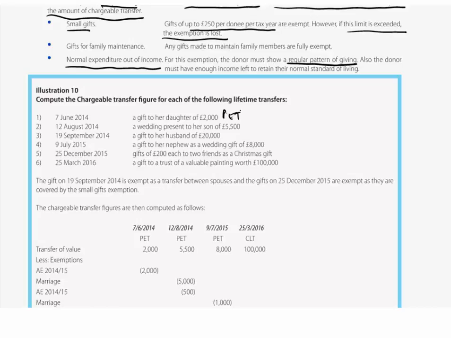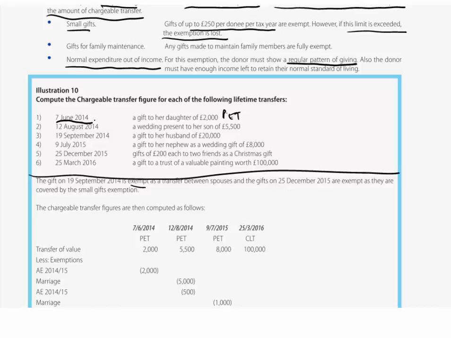Now we're told the only other information down the bottom is that the gift on the 19th of September 14 is, oh sorry, that's part of the answer. Ignore that. Right, the only other thing we need to know is, were there any previous lifetime transfers? For this purpose we'll assume no, so you can then work out what exemptions, here primarily annual exemption, may be available. So this first transfer is the 7th of June 14.